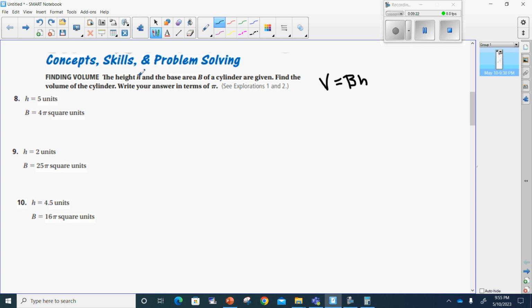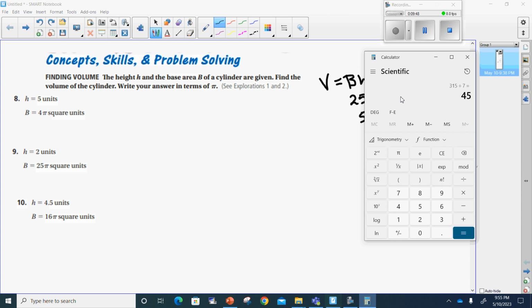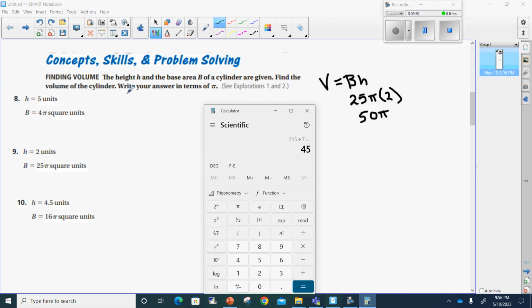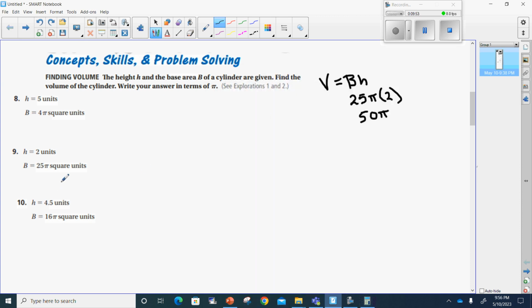Now remember, it says the height and the base of the cylinder are given. The base is 25 pi. So this is 25 pi. And we've got to multiply that to the height, which is 2. Well, 25 times 2 is 50. So this would be 50 pi. 50 times pi. Oh, it says write your answer in terms of pi. So we don't even need to do that. I would put 50 pi.